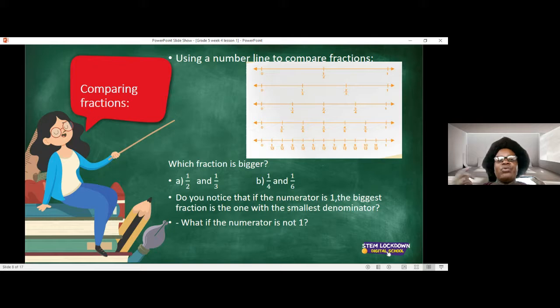Now we move on. Because it's maths, we cannot just take one thing and say, yes, now I know all the fractions. You're going to get a different sum. What if the numerator is not 1? So you see, I'm bringing it now. I first gave you, what if the numerator is 1? We check, the smaller the denominator, the bigger the fraction. Then I'm saying, what if the numerator is not 1 and the denominators are different? It takes us to the next slide.